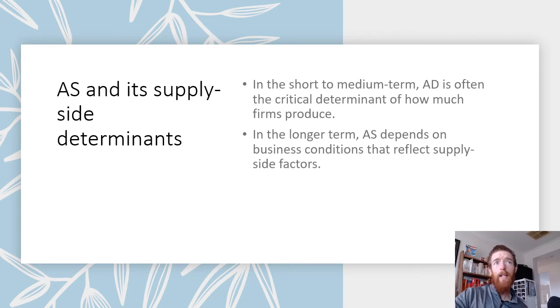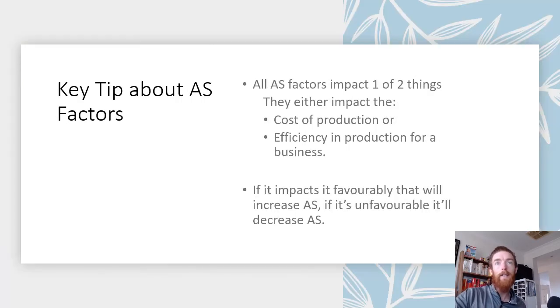So, aggregate supply and its supply side determinants. In the short to medium term, aggregate demand is often a critical determinant of how much firms produce. Obviously, businesses are only really going to produce enough to meet aggregate demand, and therefore, if aggregate demand is low, they won't increase their production. So in the short to medium term, they're just going to produce how much is needed to meet the demand. But in the longer term, it really depends on business conditions that reflect the supply side factors.